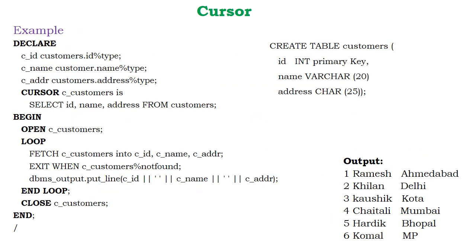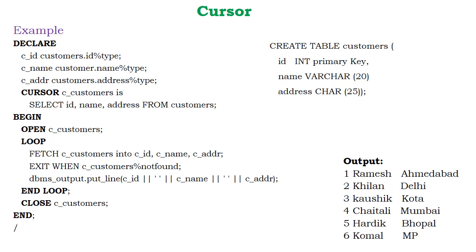For example, first create one table, the customer table, with fields, for example, ID, name and address. And next, declare the cursor. That is the declaration section: declare the variables, for example, cursor ID, that is the CID, the cursor name and the cursor address. Then cursor name is select ID, name, address from the customer table. So now the cursor will hold the rows.